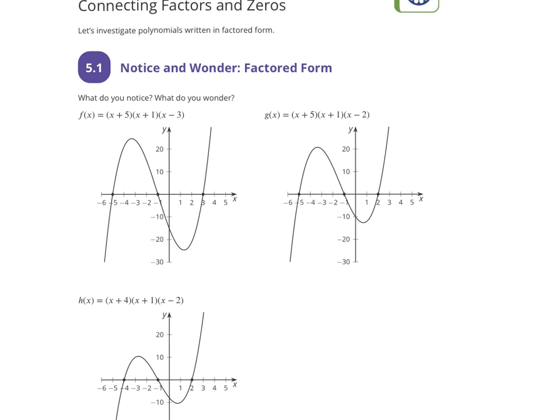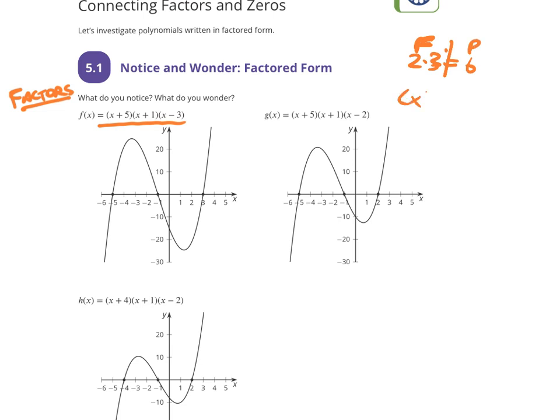Okay, these polynomials are in what's called factored form. Factors are numbers or terms that multiply to make products. That's what a factor is. A factor is a number or term that multiplies to make a product. So 2 times 3, 2 and 3 are both factors. 2 times 3 is 6. 6 is the product. So in 2 times 3 equals 6, these are our factors, and 6 is our product.